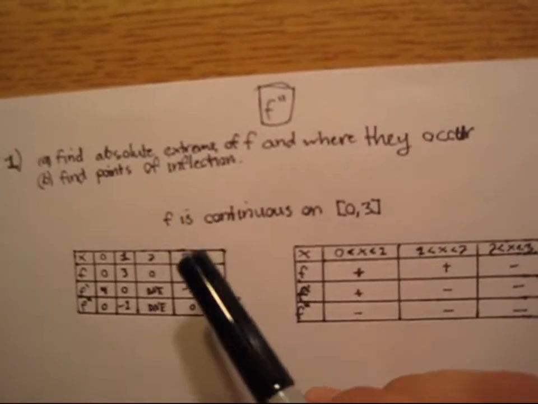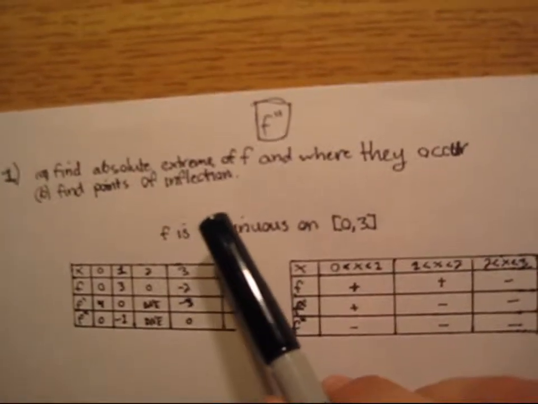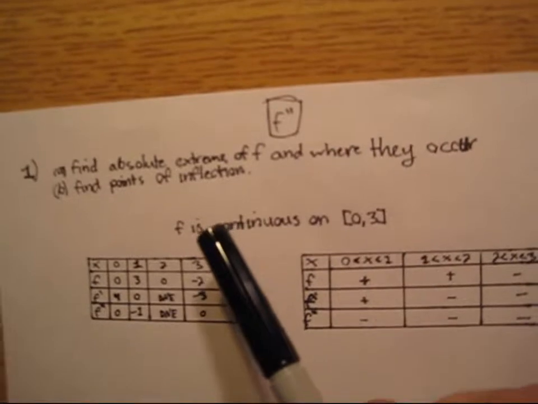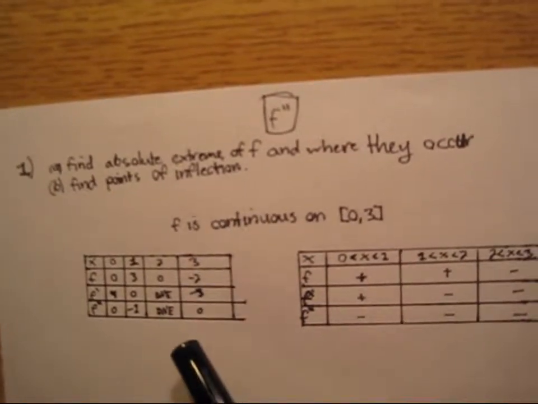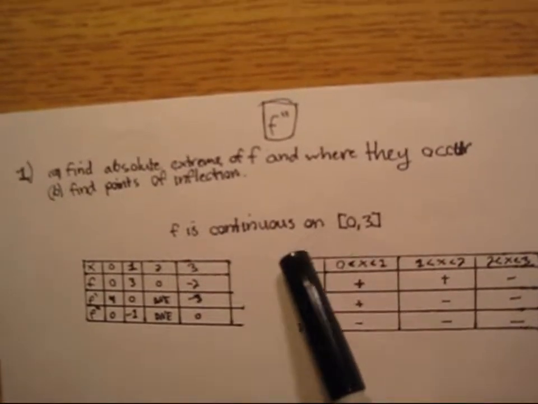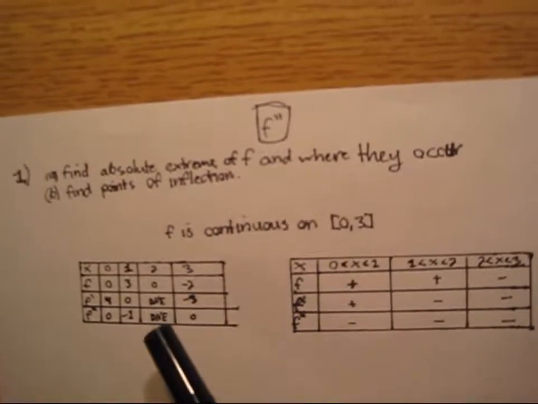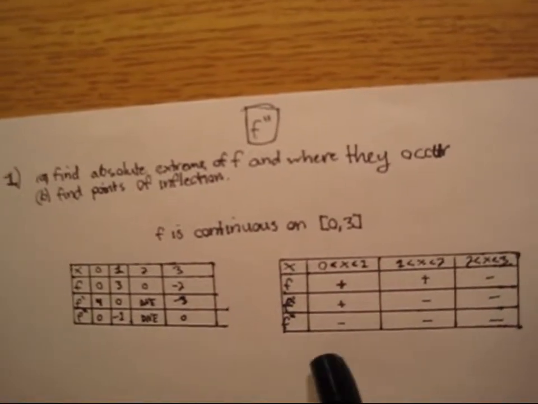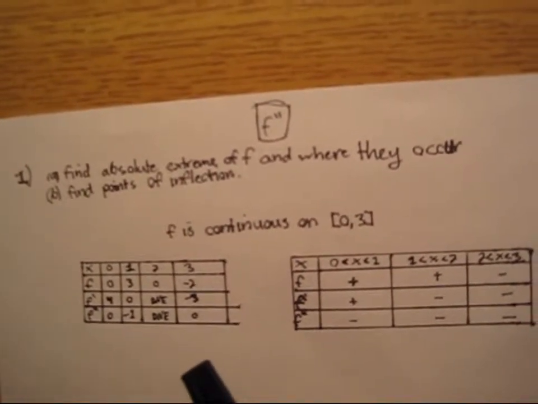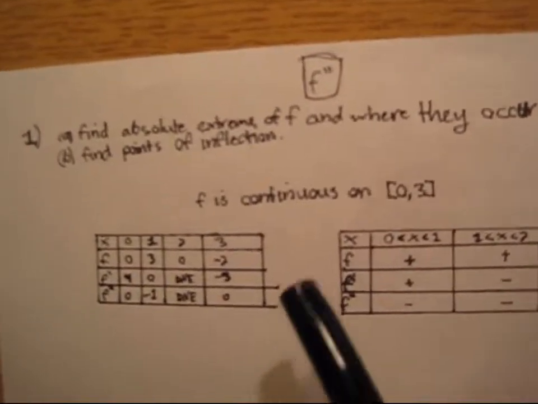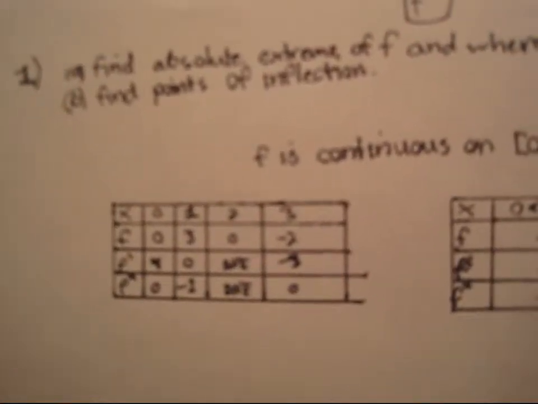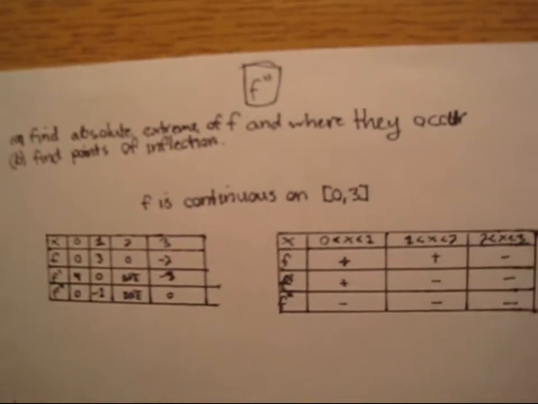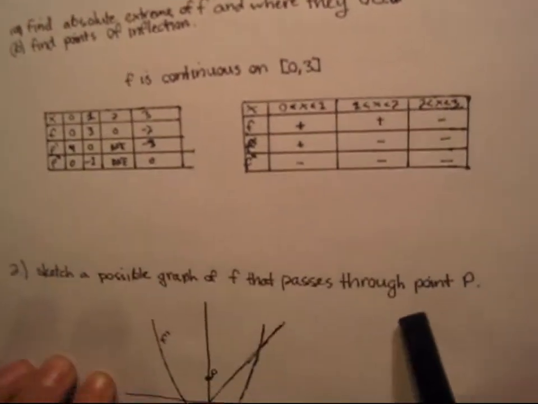Okay, in this you have to find the absolute extrema of f and where they occur, and find any points of inflection. It says that f is continuous on 0 to 3. You have these little data boxes. I hope you can see them. They're a little small, but you just got to find these two things. And for 2, you have to sketch a graph of f that passes through point P.